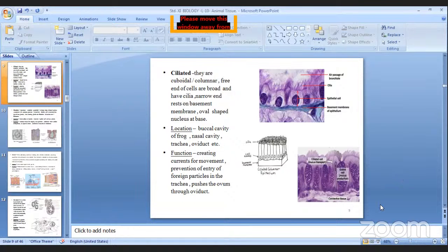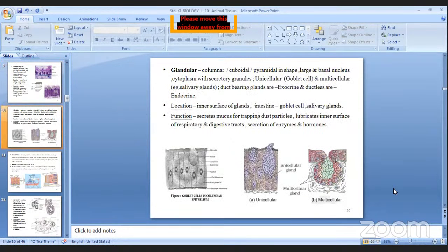Next is glandular. Now here glandular, again two types. One will be simple, that is unicellular, and the other will be multicellular. Again, you can see this first diagram, the cells are column-like, the nucleus is pushed towards the base, and the free end has microvilli here, and you can see this globule over here, this is the mucus cell. It is the glandular cell, also known as the goblet cell. Goblet cell is the unicellular cell. You can see in this diagram, this is the goblet cell, okay?